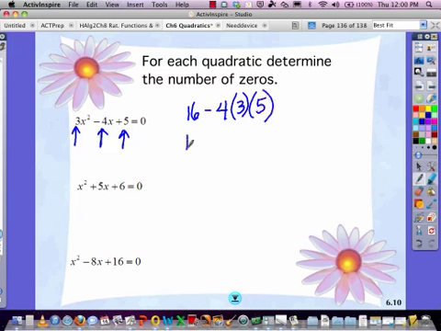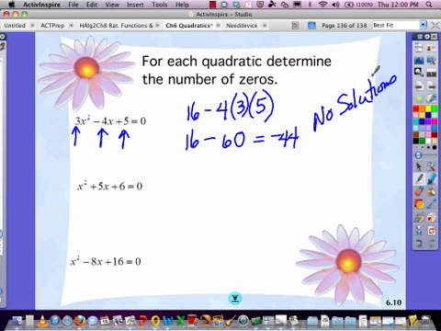Do the math. We've got 16 out front. We have to do your choice. 4 times 5 is easy, so 20. 20 times 3 is 60. And if we do 16 take away 60, we get a negative 44. We have that negative number, which means we will have no solutions. No real solutions, that is. It does not cross the x-axis. And so how many zeros would you have? We would not have any.